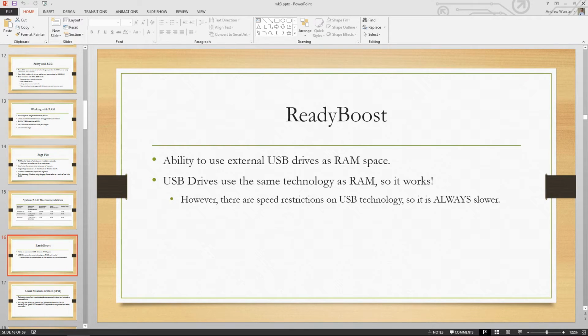You must save that file on the USB. I think you can do both, because when you set up ReadyBoost, you can set up how much of the USB drive you want to use for ReadyBoost. So it should allow you to do both.